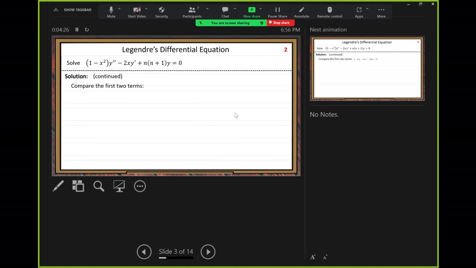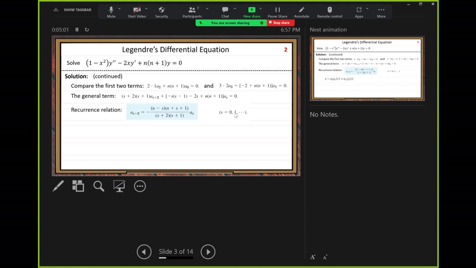Continue. Compare the first two terms. That's relatively easy. By the vanishing property number 4, the coefficients of the first two terms should vanish. That's the two vanishing coefficients. The general term is this expression, and it should vanish, so we can find a recurrence relation like that.